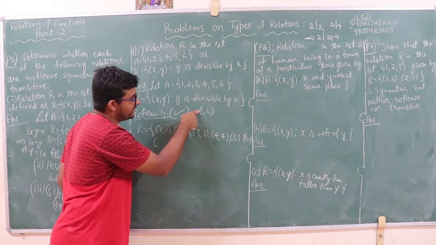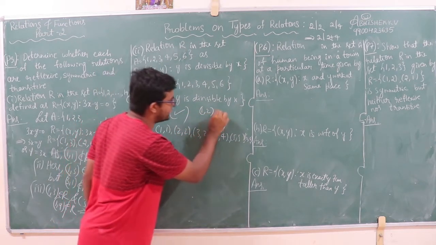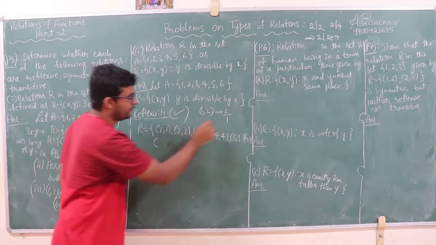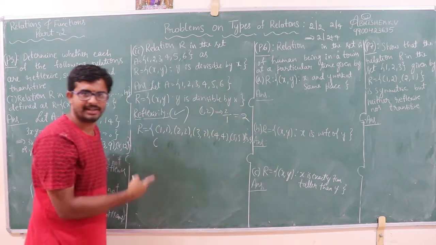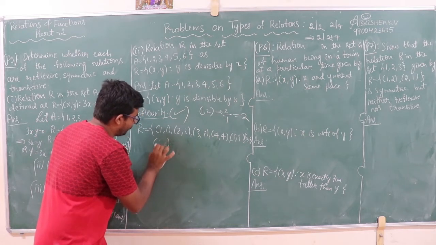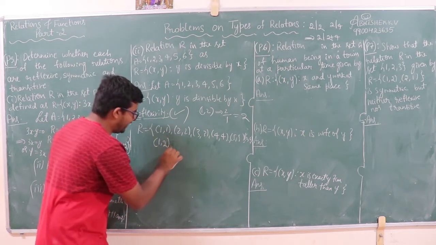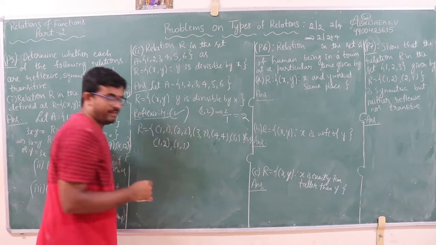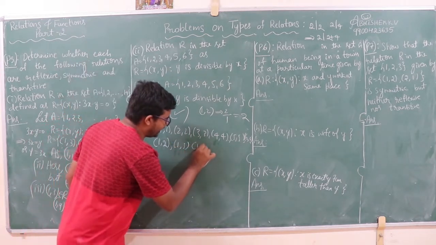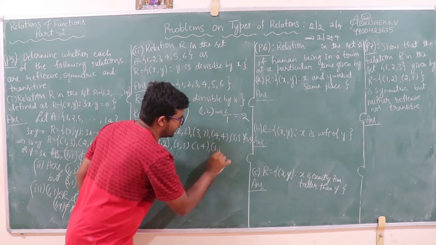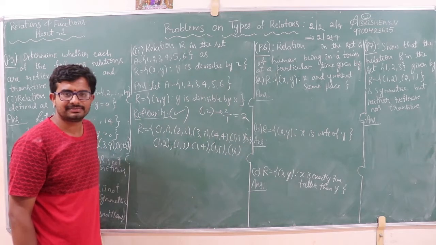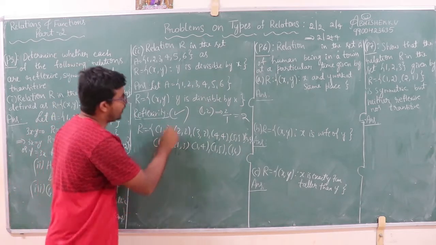According to 1 and 2, this x becomes first, y becomes next. 2 is divisible by 1. Yes, we get a whole number. It is possible, right? So 1 and 2 belongs to the relation. Similarly, every number is divisible by 1. Yes, 1 and 3 belongs to the relation, 1 and 4 belongs to the relation, 1 and 5 belongs to the relation, and 1 and 6 belongs to the relation. Yes, then move on to the next number.